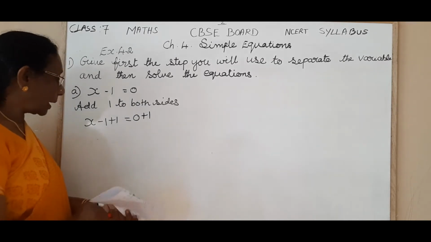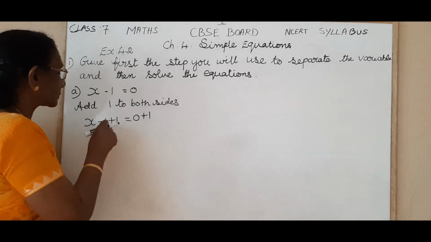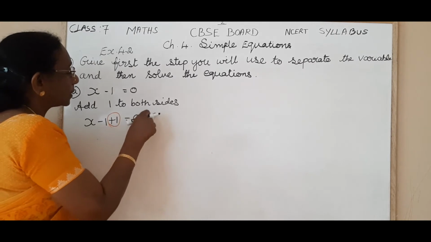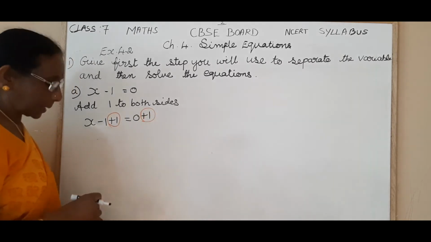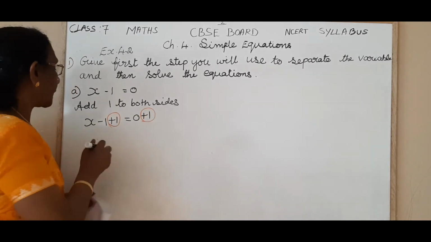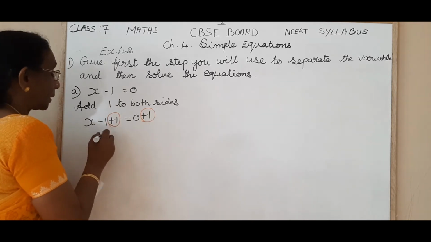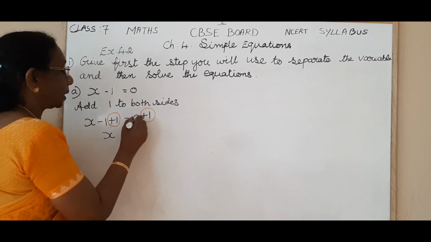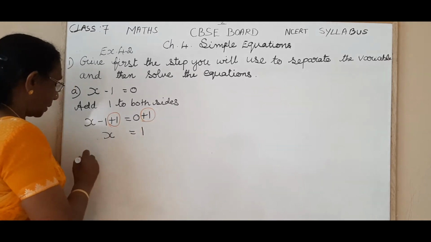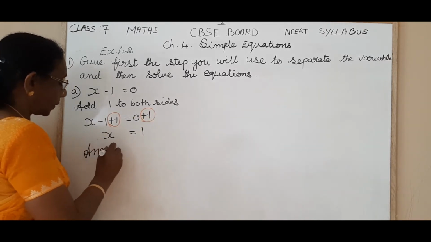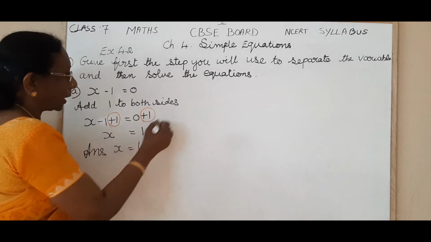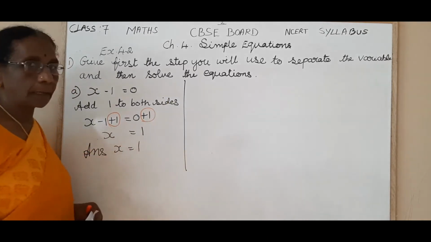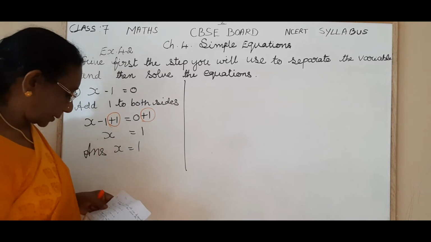Okay? The same thing should be done in the left hand side as well as in the right hand side. Now 1 minus 1 is 0. So what do we get? X is equal to 0 plus 1, 0. So the answer is what? X is equal to 1. Is it clear? Now next question.